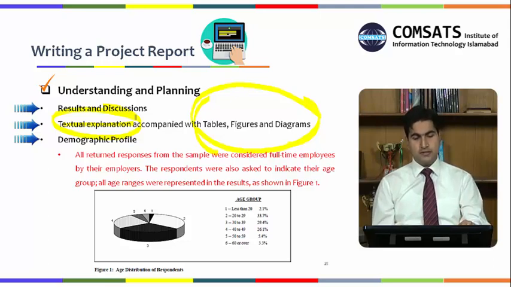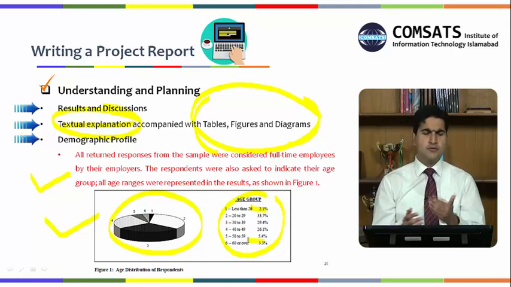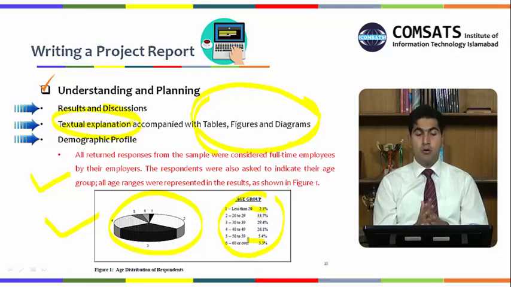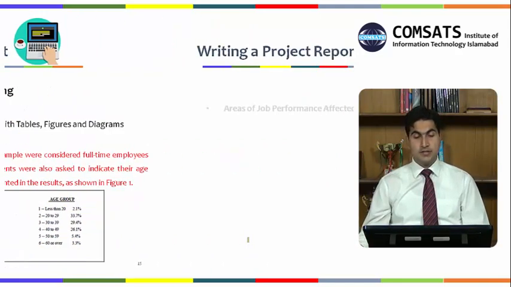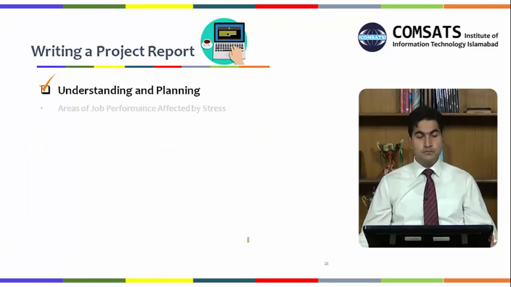So first of all, this one is coming, as you can see within the diagram as well. The technical reader was simply going to look at this one or this one, and they'll get an idea. Okay, people less than 20 are 2.1%, people 60 and over are 3.3%, and so on. And for the convenience of the journal, you write it: all returned responses from the sample were considered full-time employees. The respondents were also asked to indicate their age, and these ages have been provided. Its textual explanation also comes afterwards, right after the graph.